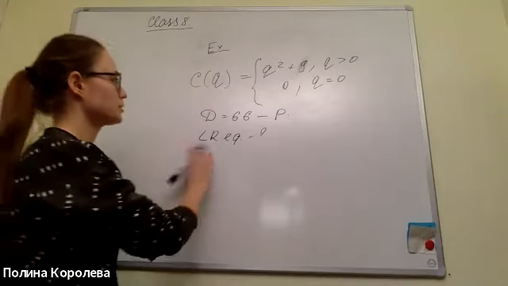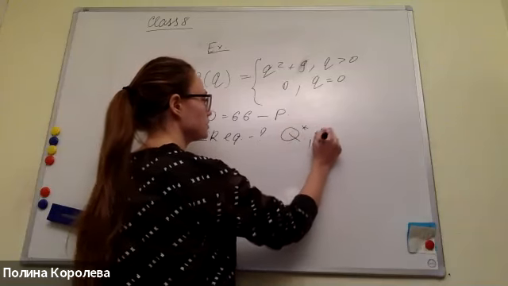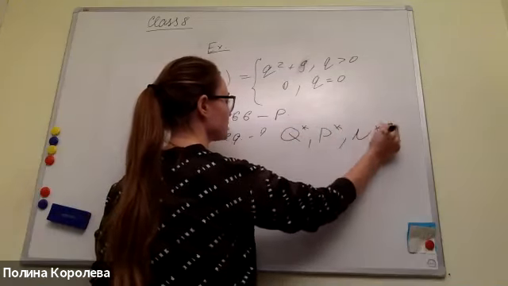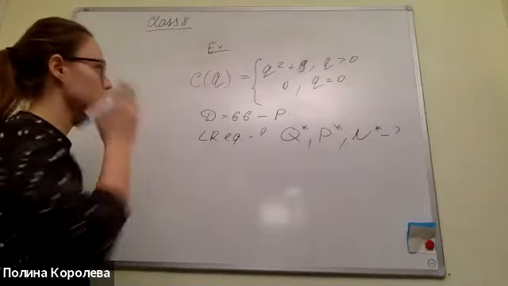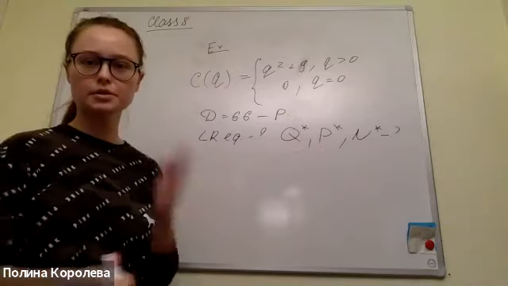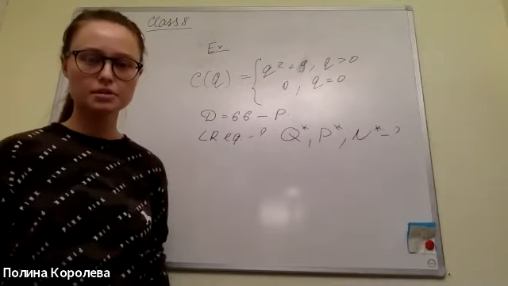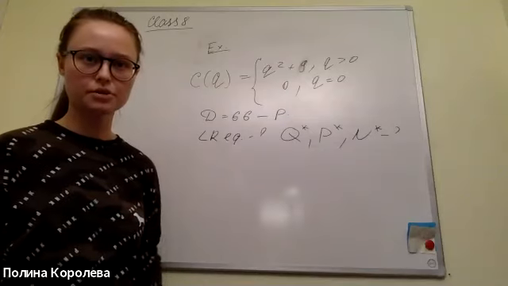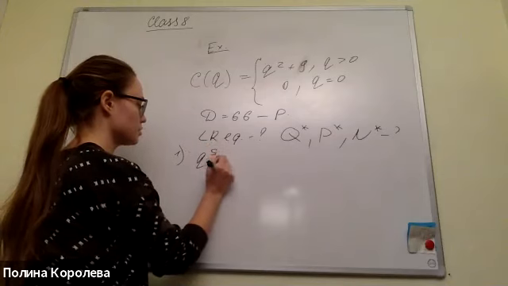Example. So we have a cost function, we have demand, and we should find the long-run equilibrium. So we should find equilibrium quantity, price, and the number of firms. Three things. First of all, how to find equilibrium? We should cross market demand and market supply. We know market demand, we do not know market supply. To find market supply, we need to find the individual supply function. So our first step is to find the individual supply function in the long run.